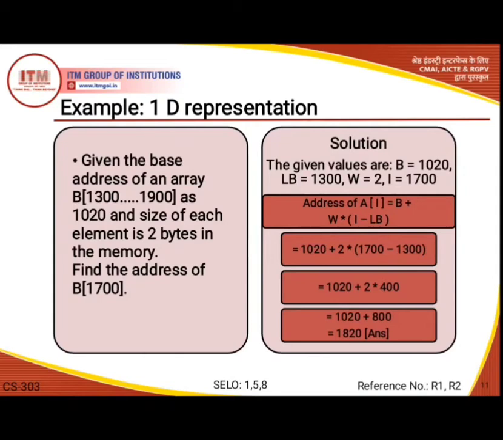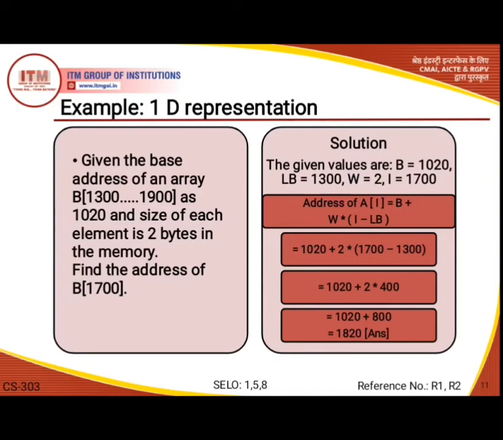Here in this example, given the base address of an array B, which is from 1300 to 1900, as 1020, and size of each element is 2 bytes in the memory. So find the address of B 1700. Now we will solve this 1D representation example.